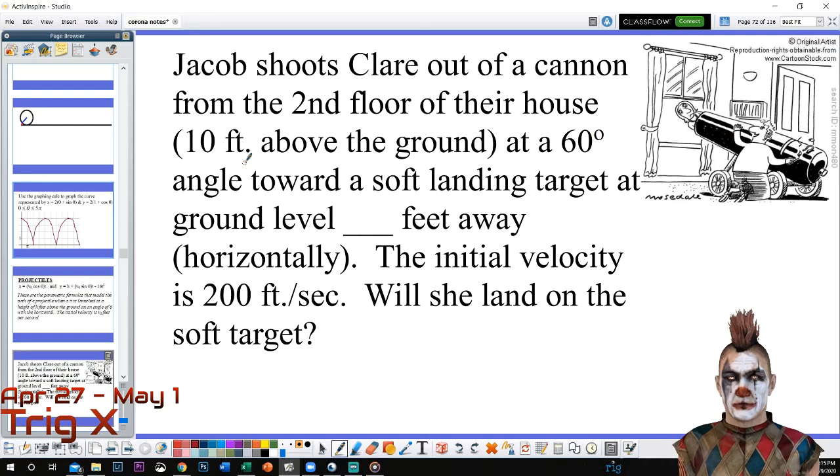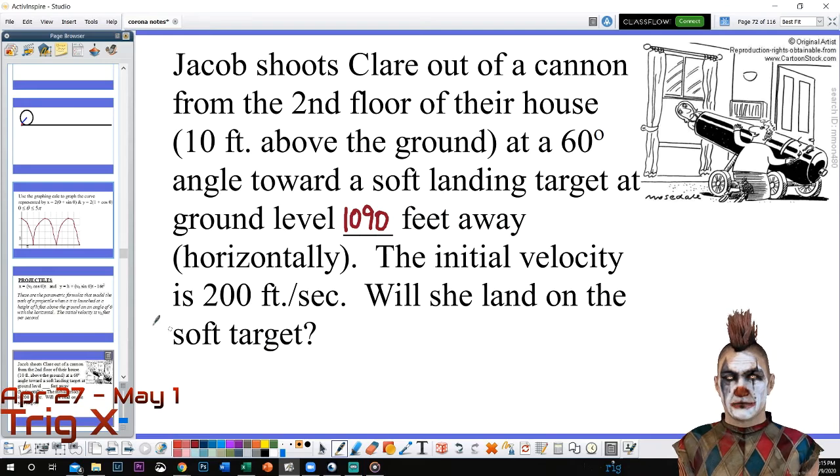Alright, it looks like Jacob is shooting Claire out of a cannon from their second floor on their house, which is 10 feet above the ground. She's going to be shot at a 60-degree angle toward a soft landing target that is 1,090 feet away horizontally. The initial velocity is 200 feet per second. Will she land on the soft target?